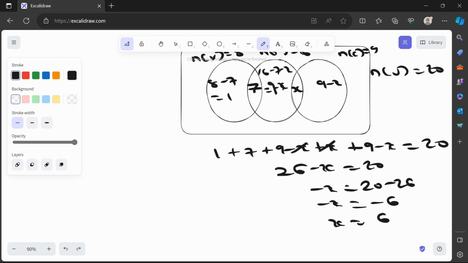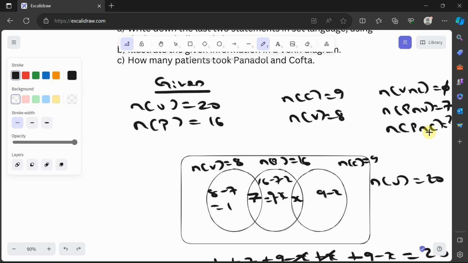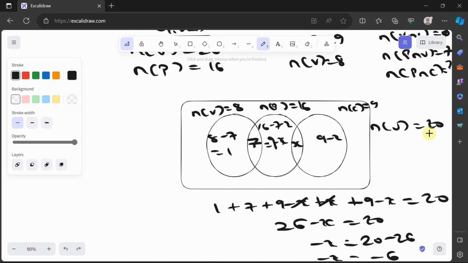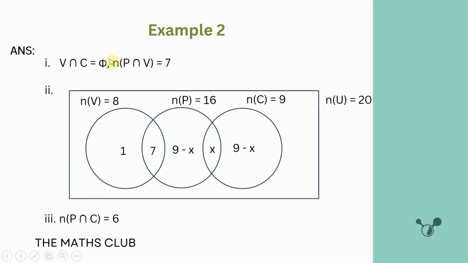So like this, we've been able to find x, which is P intersection C, and that's what the question actually told us to find. Let's see if our answer is actually correct. This is the representation of this, and this is our Venn diagram. Remember, this Venn diagram is just a bit different because there is no correlation between two of the members. So when there's no correlation, try to do it like this.